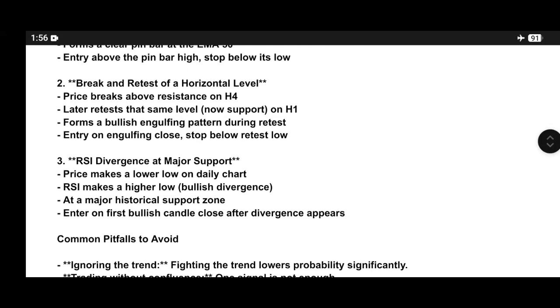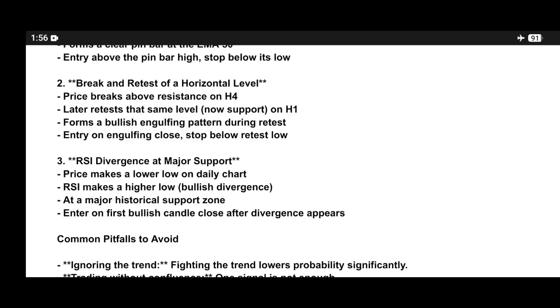Then the third example is RSI divergence at a major support. Price marks a lower low on the daily chart, then RSI marks a higher low, a bullish divergence. At a major historical support zone, enter on the first bullish candle close after the divergence appears.